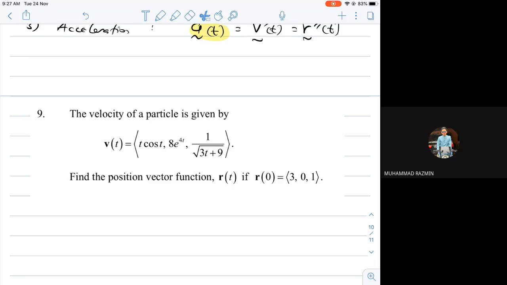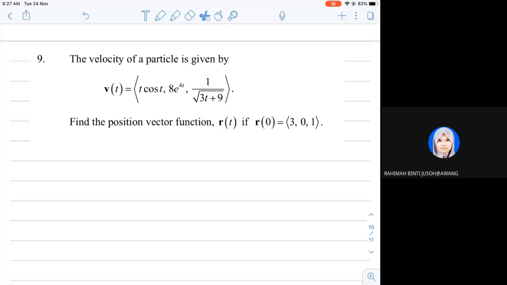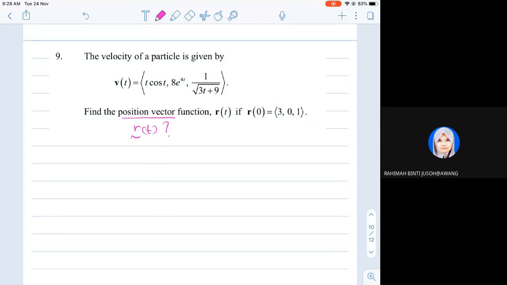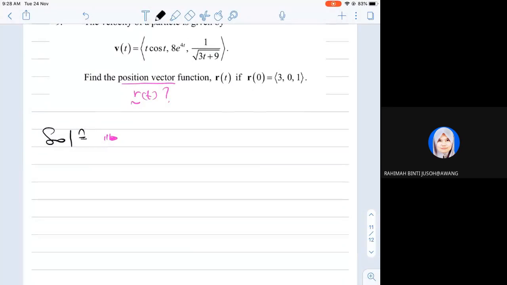Integrate. Okay, good. You are given velocity and you need to find the position vector. Position vector means you have to find what is r(t). All right, so you are given v(t). Okay, so solution. We have r(t) equals the integration of v(t) dt.